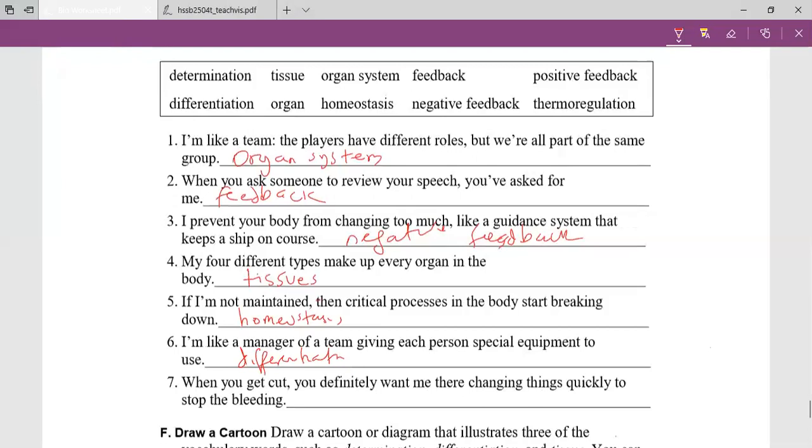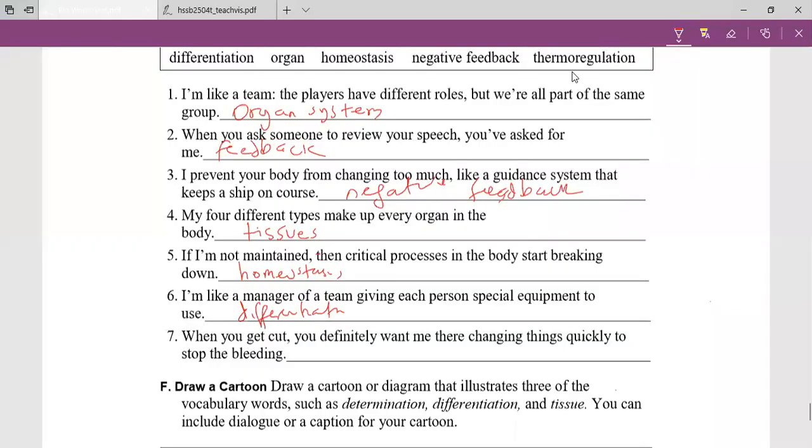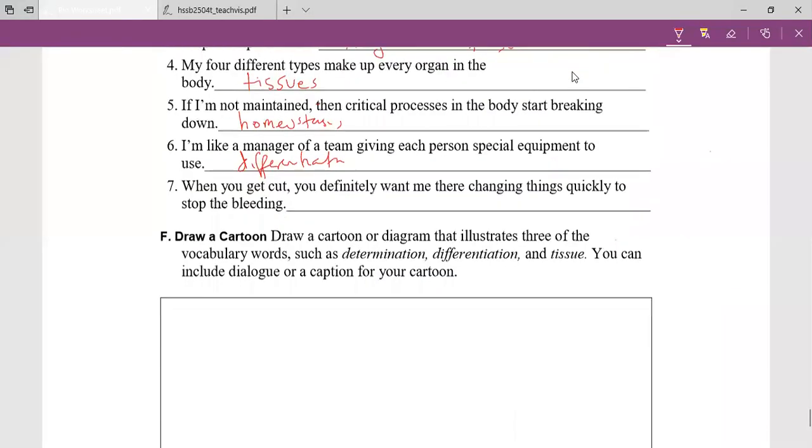When you cut your body, you definitely want me there, changing things quickly to stop bleeding. What is it? Positive feedback. It is possible, but I don't know why.